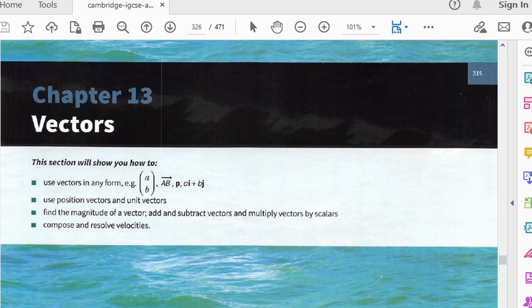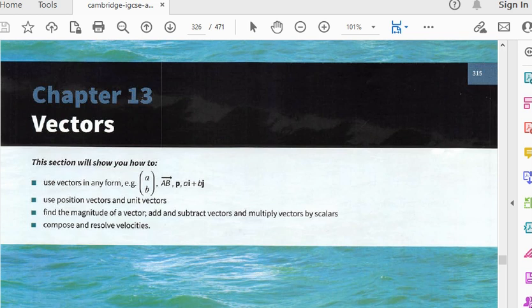Students, in the last lecture we finished chapter number 16, named kinematics. We did all exercises with all questions and all parts. Today we are going to start another very important chapter, chapter number 13, named vectors.